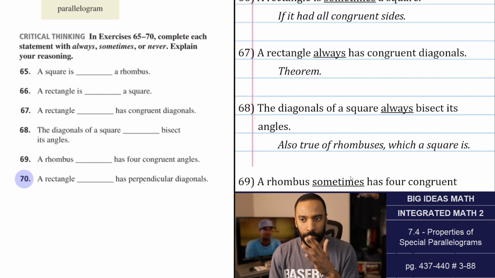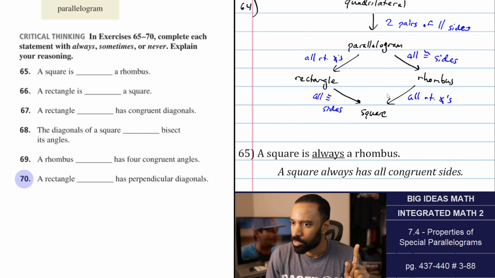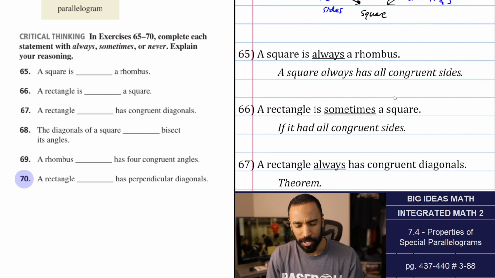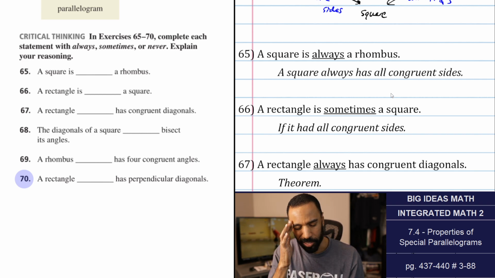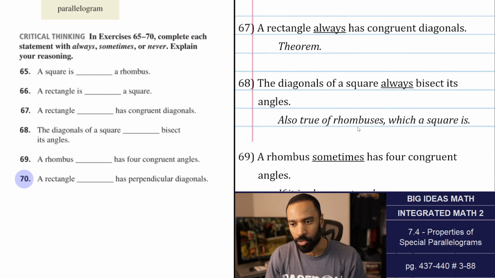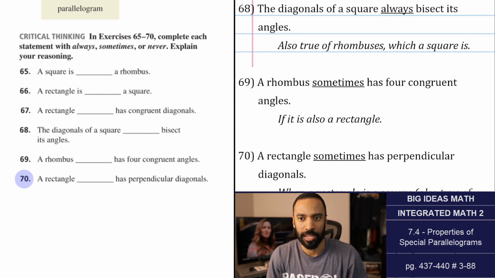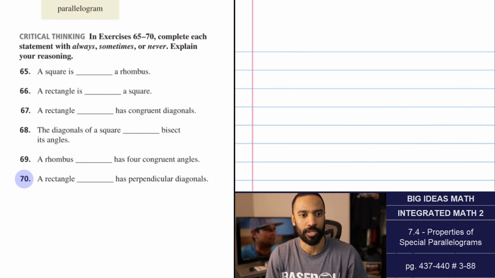Okay, I really wanted a never. Let's see that. A square is always a rhombus. Yes. A rectangle, sometimes a square. A rectangle always has congruent diagonals. A square always bisects its angles. A rhombus sometimes has four congruent angles, and then a rectangle sometimes, yeah. So no nevers in that one. It's too bad. I kind of want a never in that case to really hit home what doesn't work for some of the quadrilaterals.